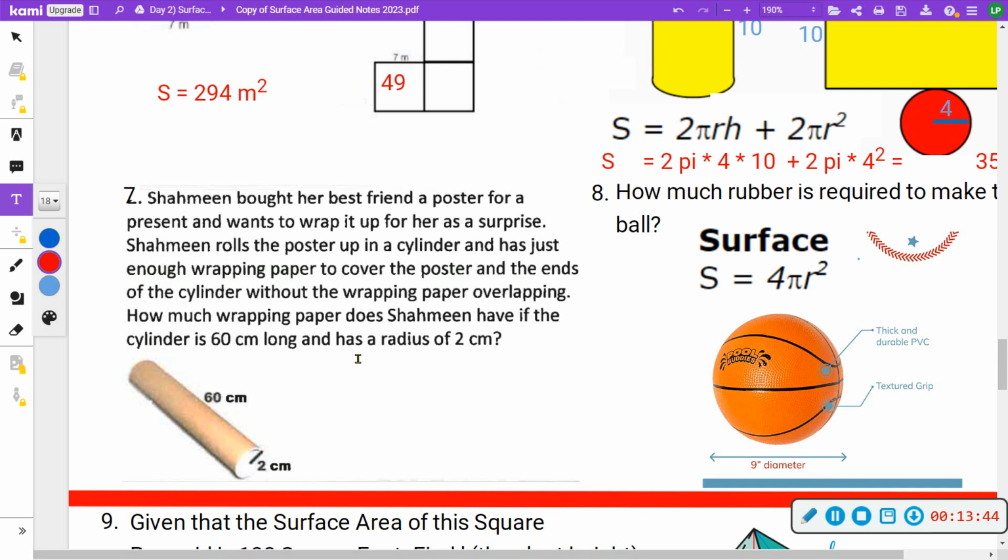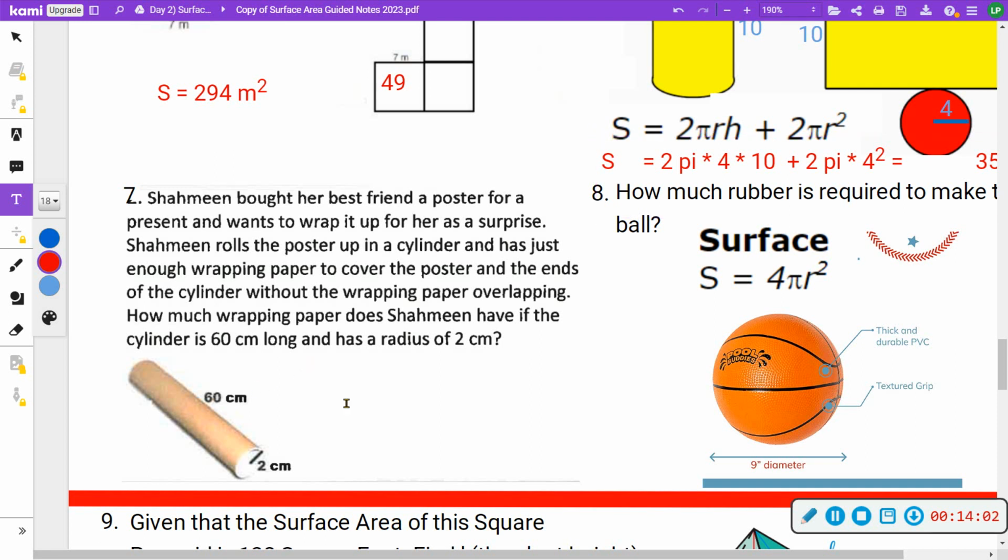So if there was overlap, this would make this problem a lot more difficult. So how much wrapping paper does Shamin have given these dimensions? And so this is really just asking about the area around a surface. So that would be surface area.